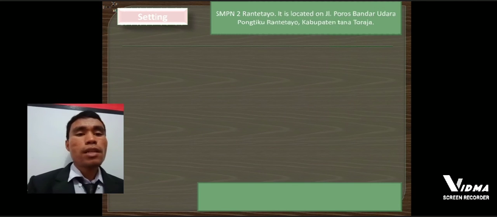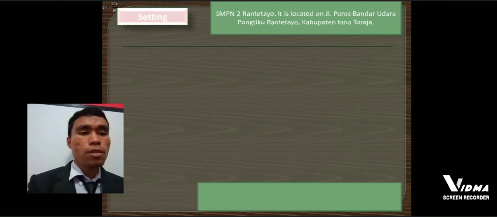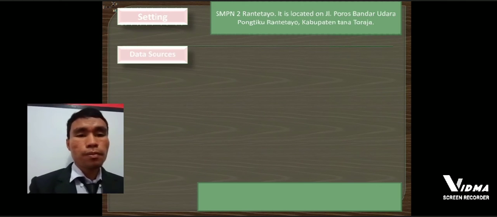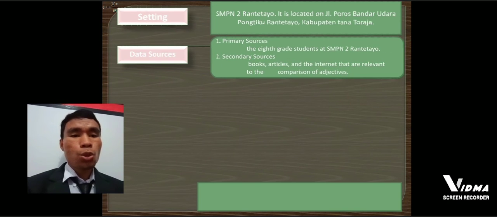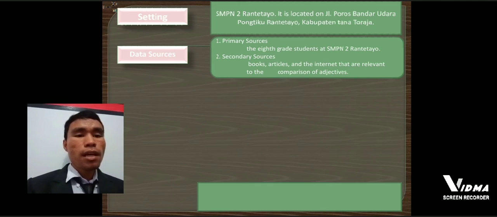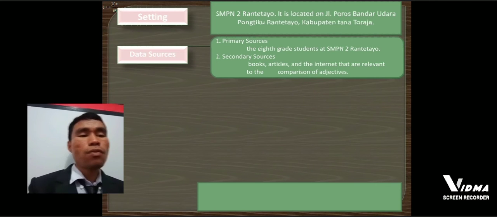The research is conducted at SMPN Turun. It is located on Jalan Poros Bandar Udara Pengkikuran Tetayo, Kabupaten Tanah Toraja. In this research, the writer used two data sources. The first is primary sources, the 8th grade students at SMPN Turun, and the secondary sources from books, articles, and the internet that are relevant to the comparison of adjectives.